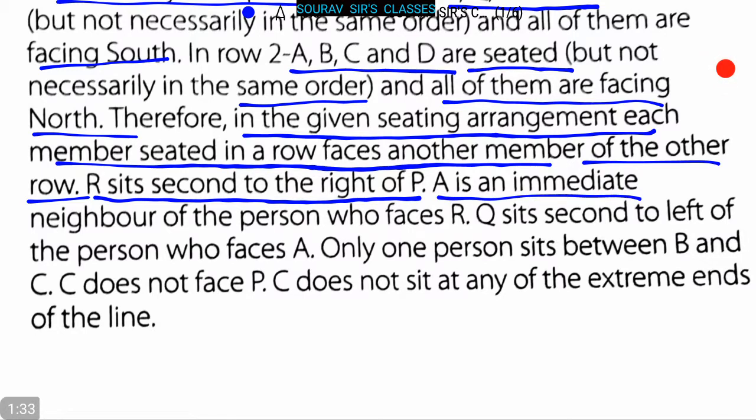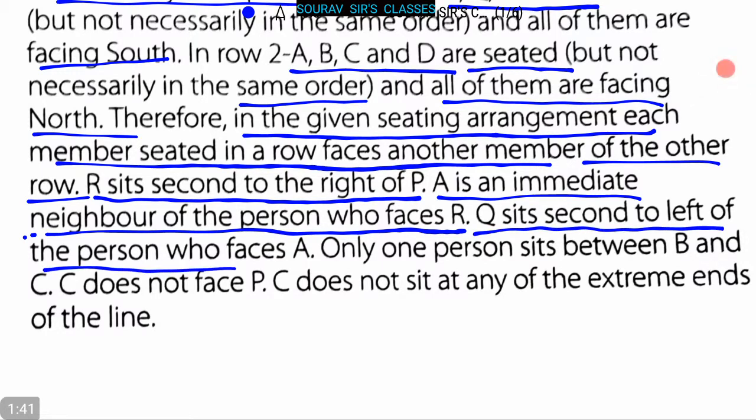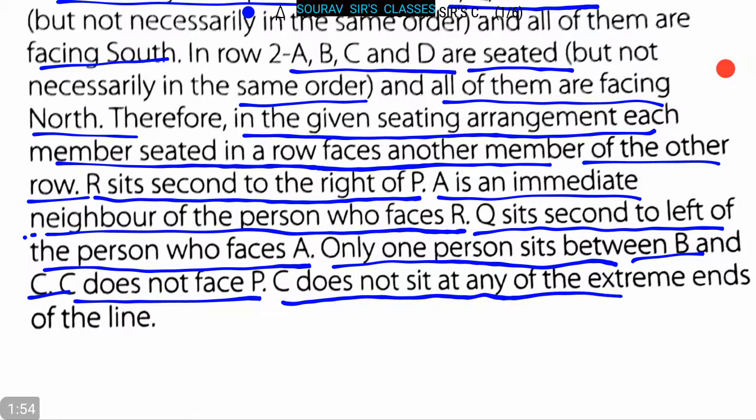A is an immediate neighbor of the person who faces R. Q sits second to the left of the person who faces A. Only one person sits between B and C. C does not face P and C does not sit at any of the extreme ends of the line.